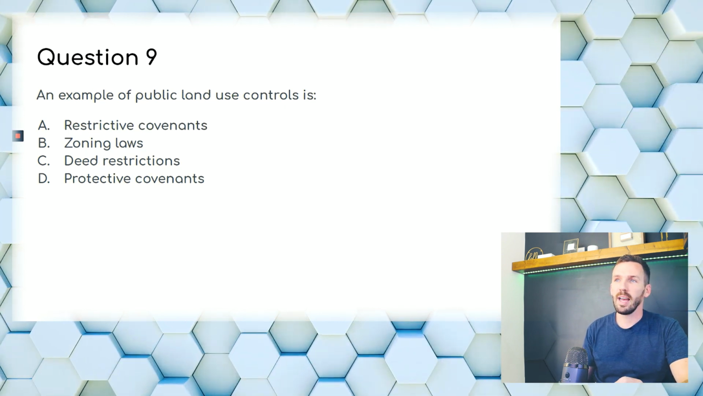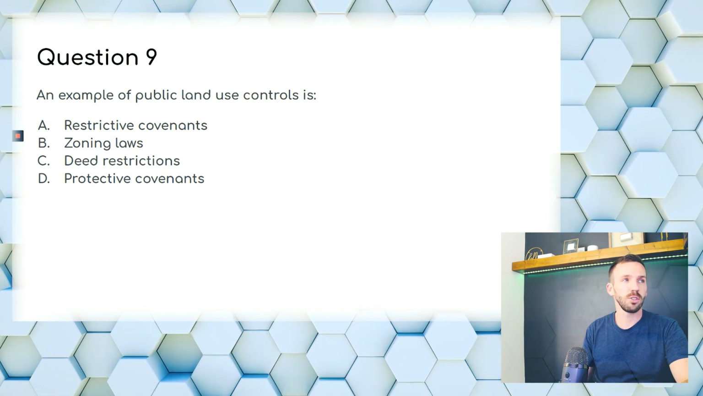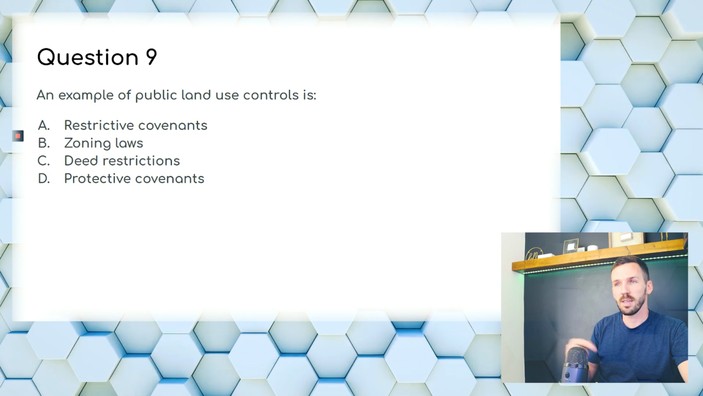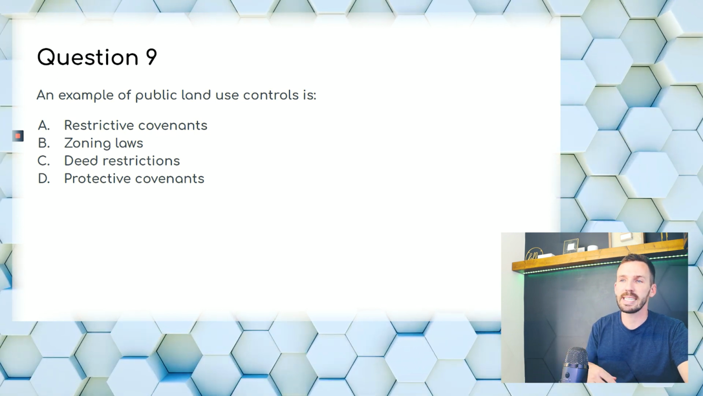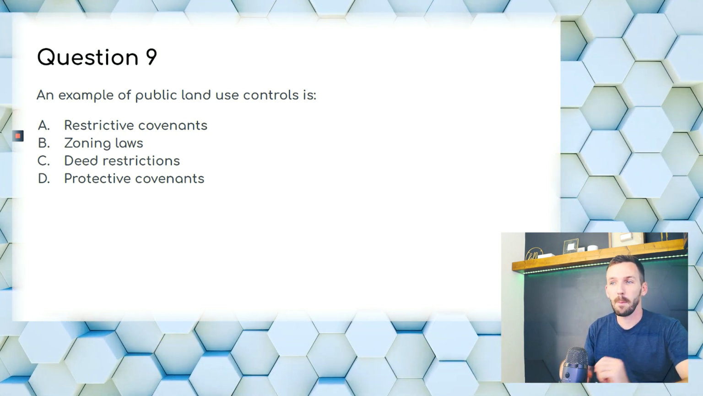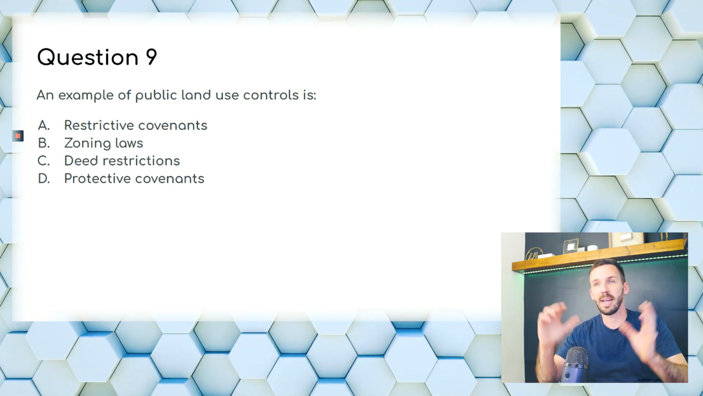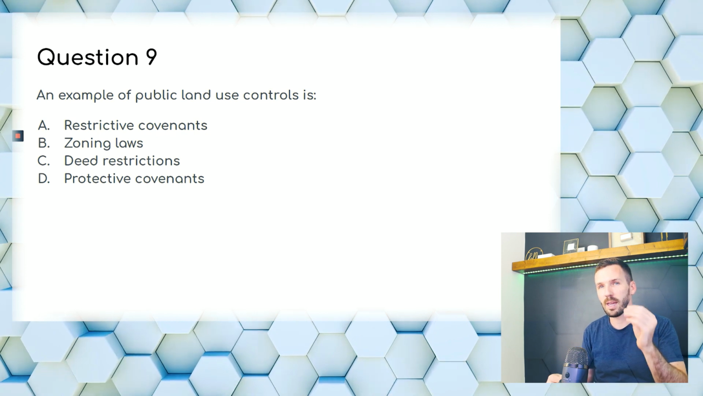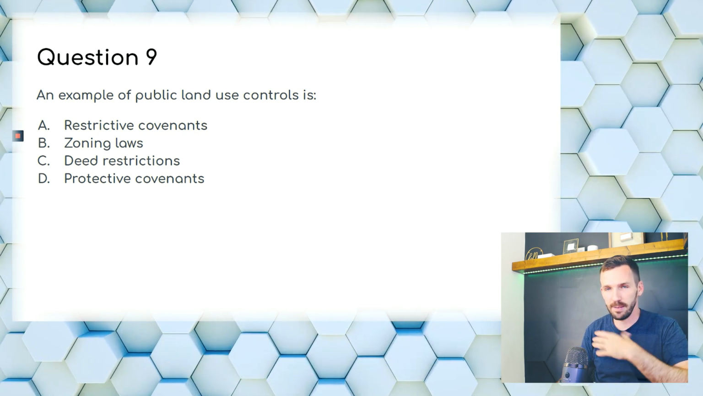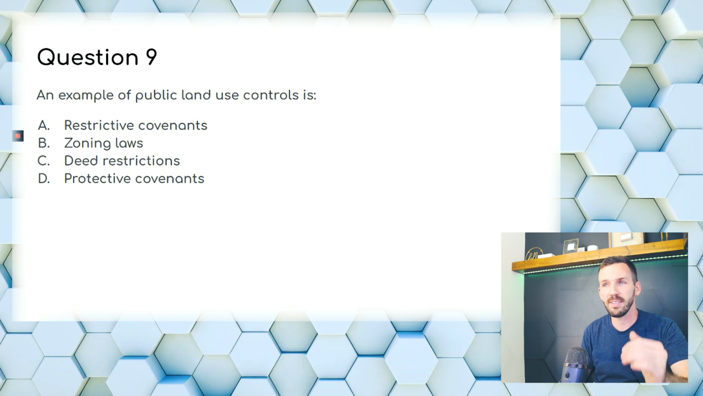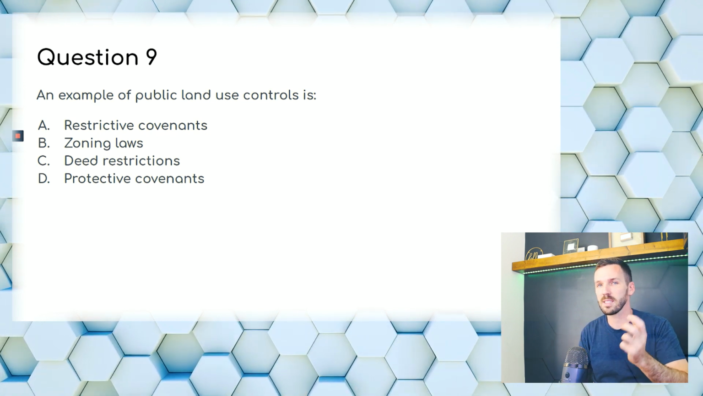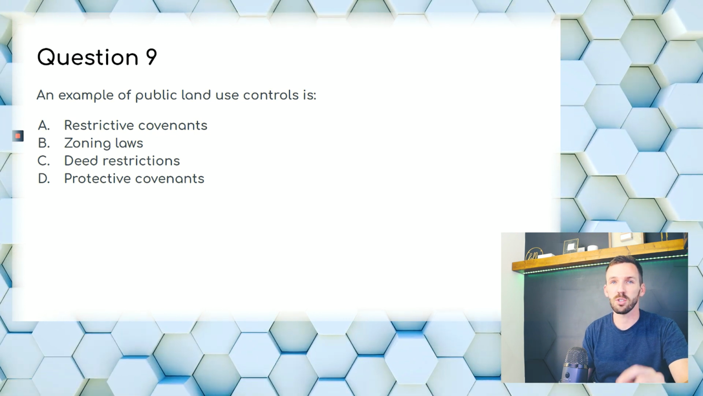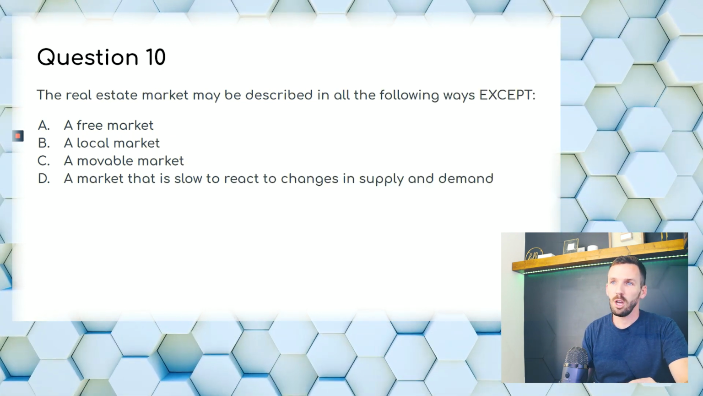Question 9. An example of public land use control is A, restrictive covenants, B, zoning laws, C, deed restrictions, or D, protective covenants. So public land use controls are rules made by a greater entity. Private land use controls are a little more limited and local. A, C, and D are all private land use. They all mean pretty much the same thing here. Therefore, zoning laws, B, is public land use controls. That's our answer.